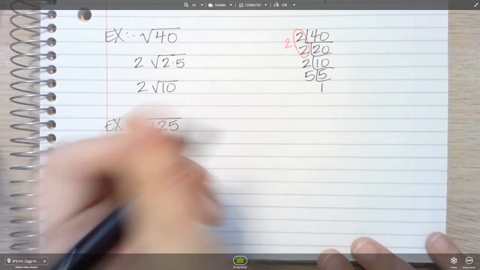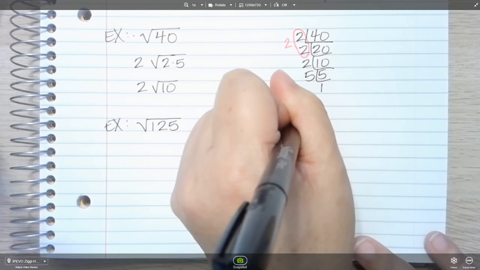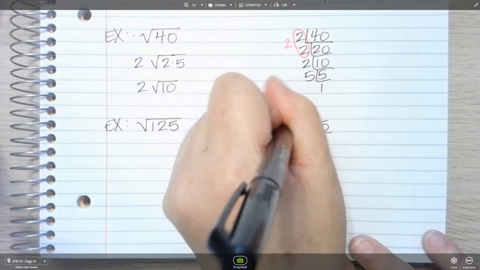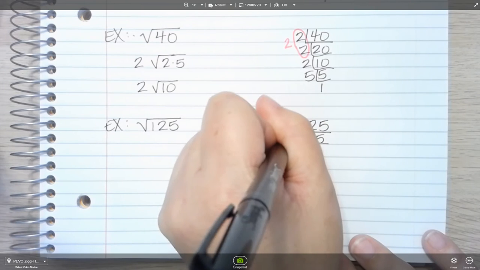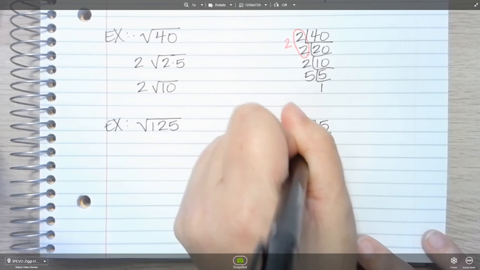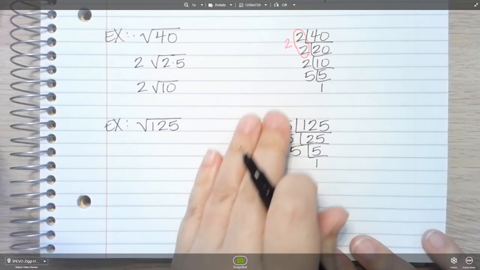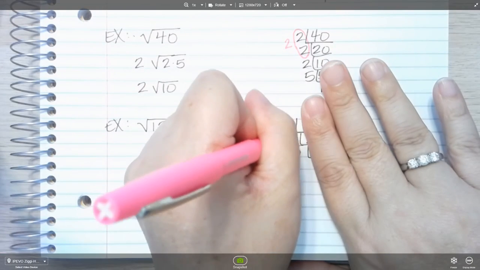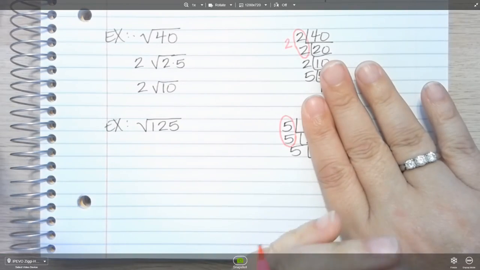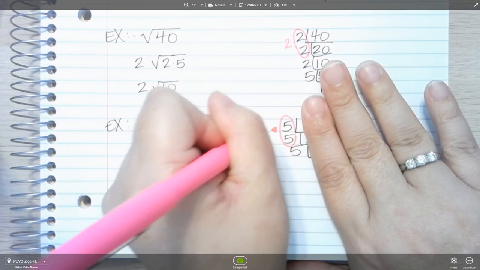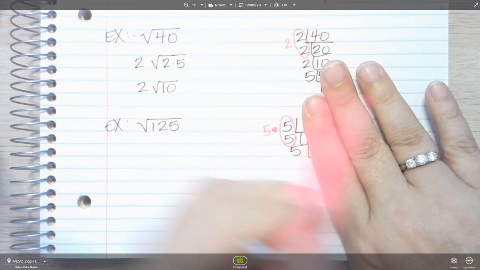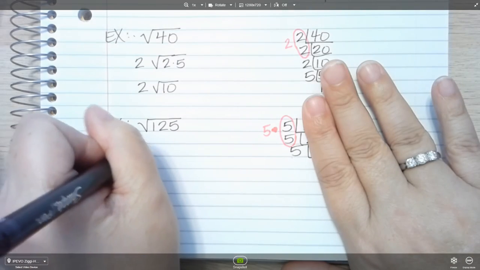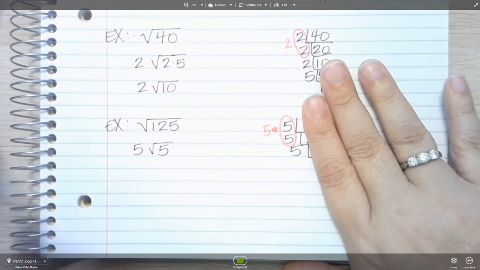of 125. I'm going to take 125 and divide it by a prime number, which is 5. And then I get 25. I divide by 5, divide by 5 again, and I get 1. It's okay that you have lots of 5s. You are only going to take the pair, meaning 2 of them. You make a note on the outside, so that's going to be a 5, and then you'll have a 5 on the inside. So this is going to be 5 square root 5.